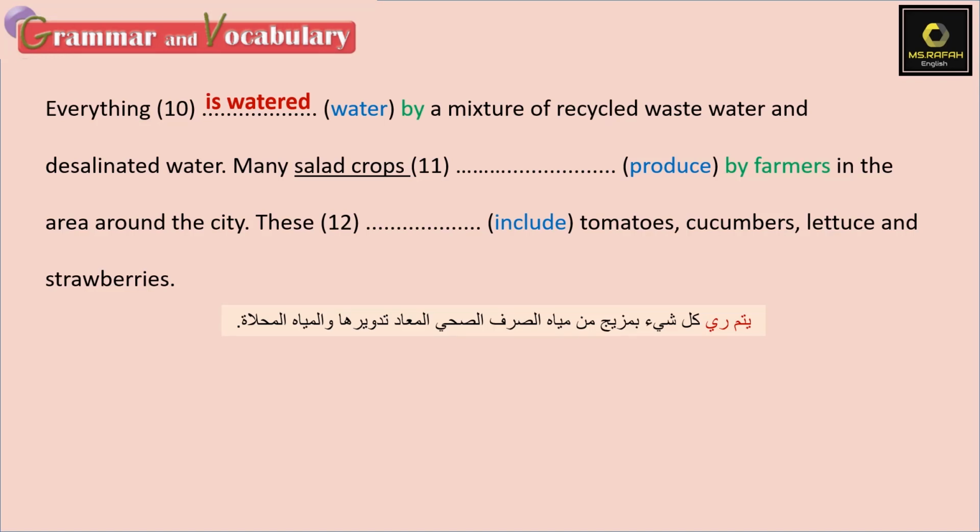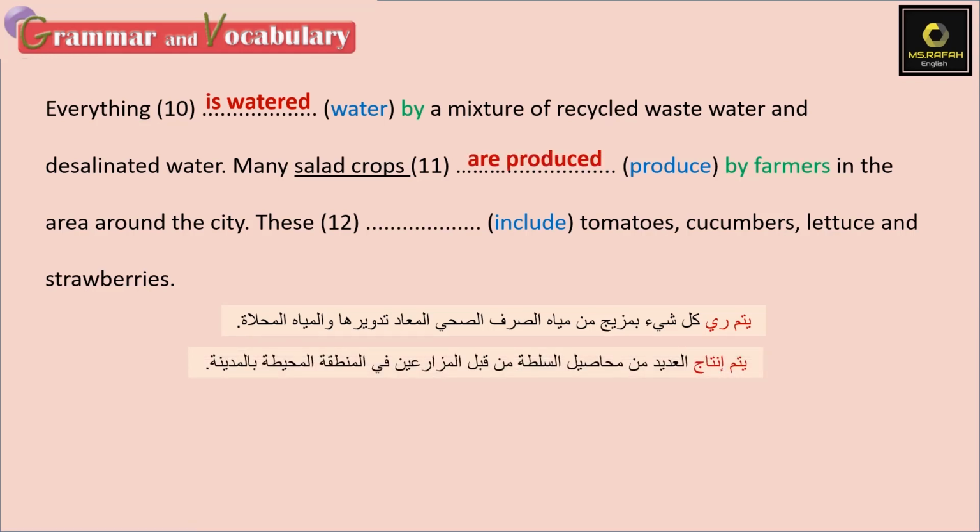Many salad crops. التركيز هون على الحدث وتم ذكر الفاعل بعد كلمة by. are produced by farmers in the area around the city. These include tomatoes, cucumbers, lettuce, and strawberries.